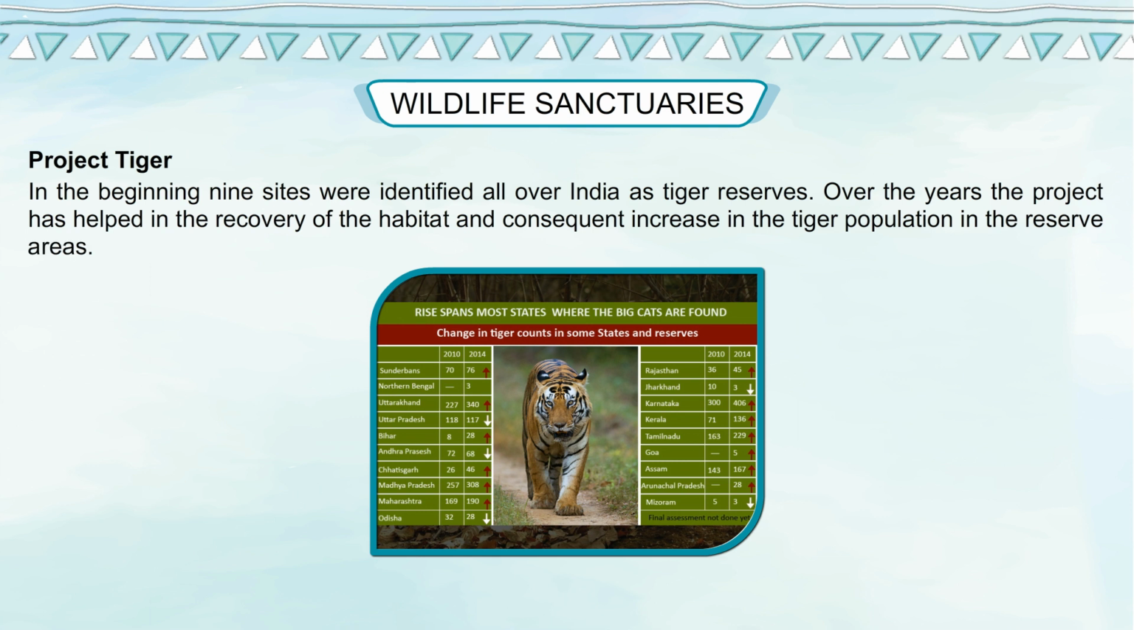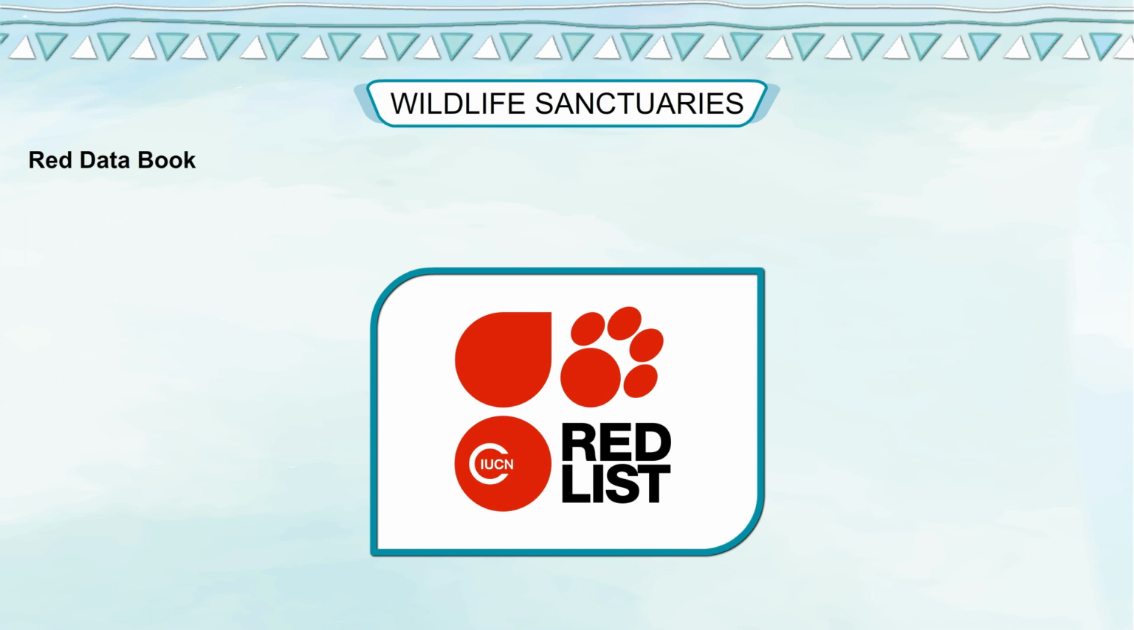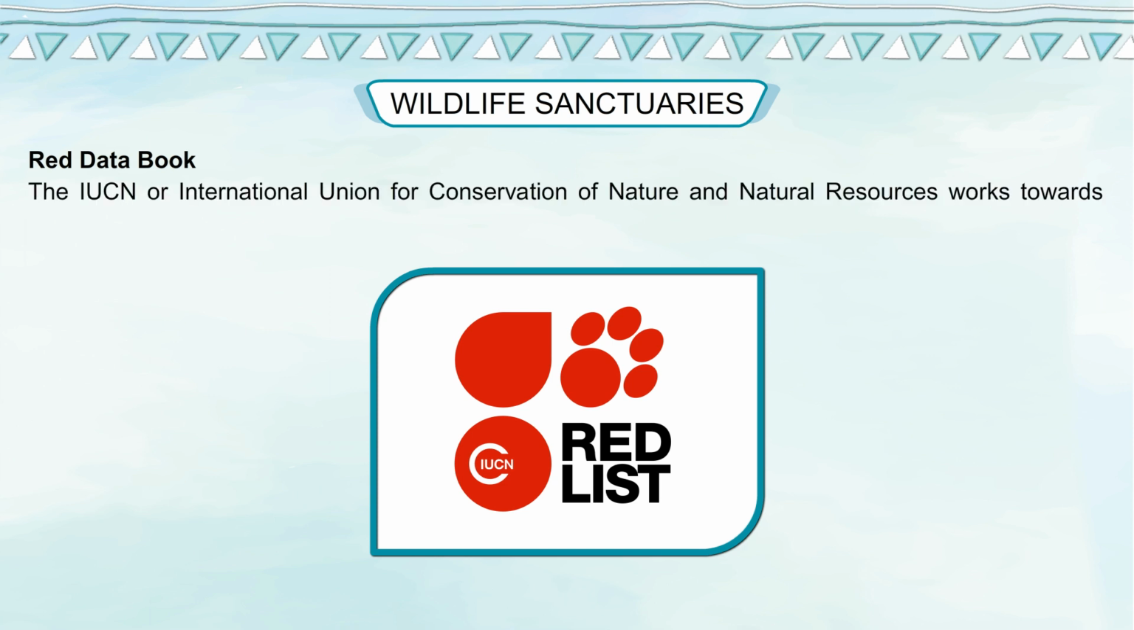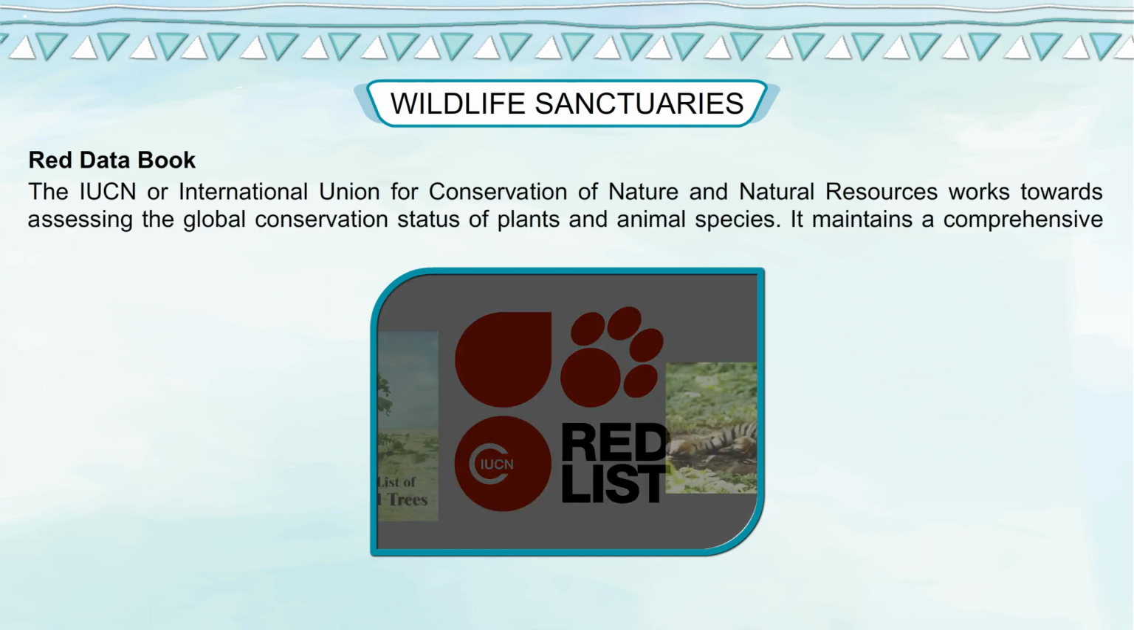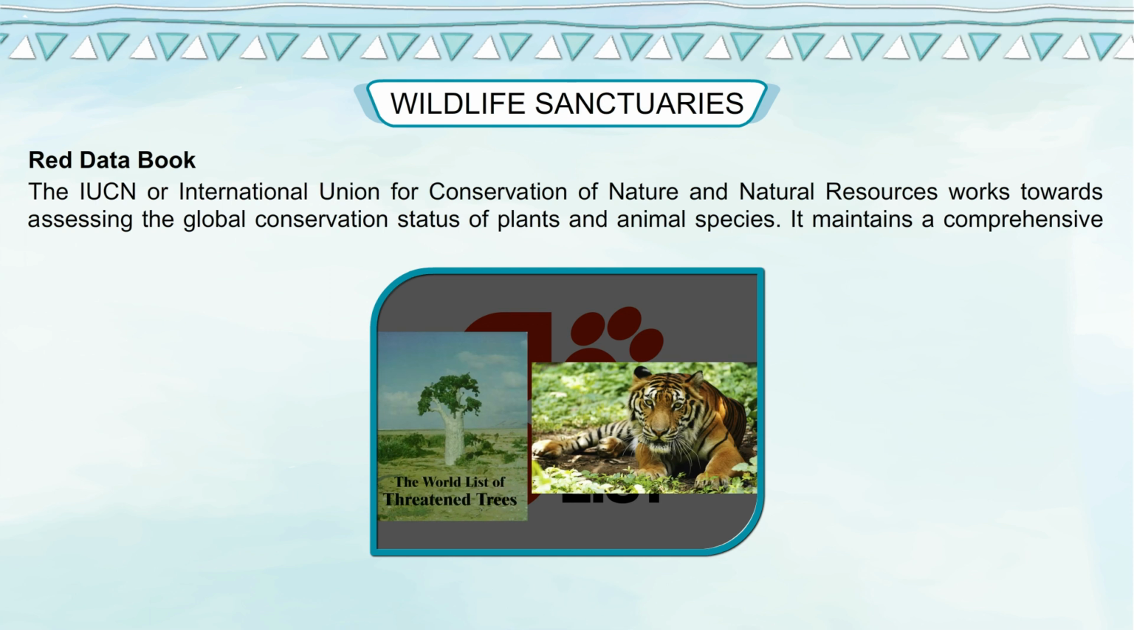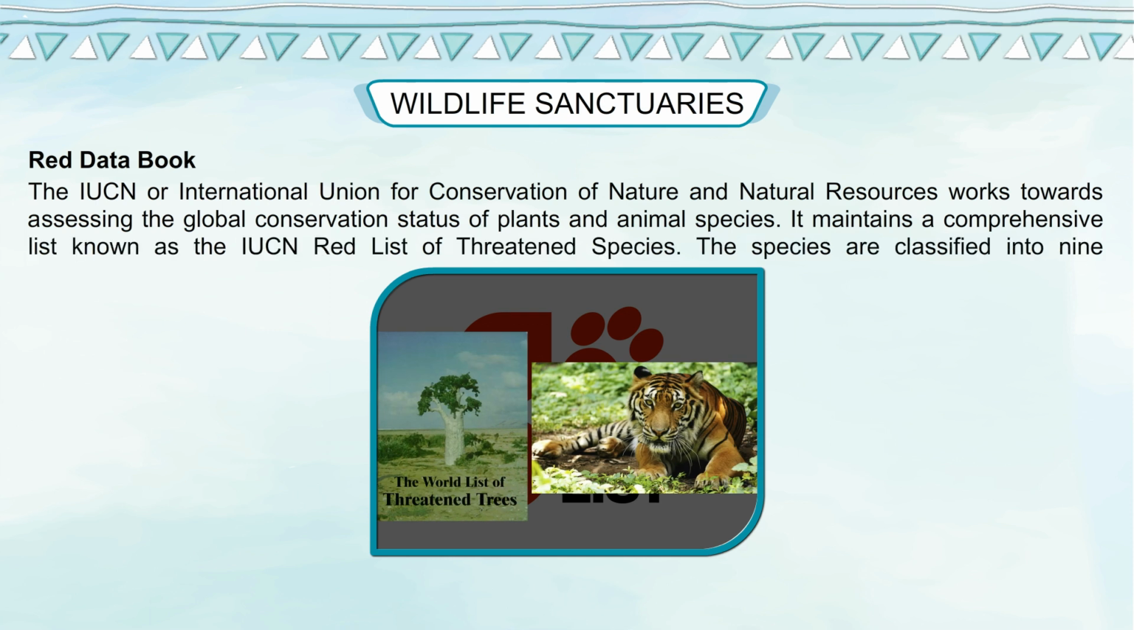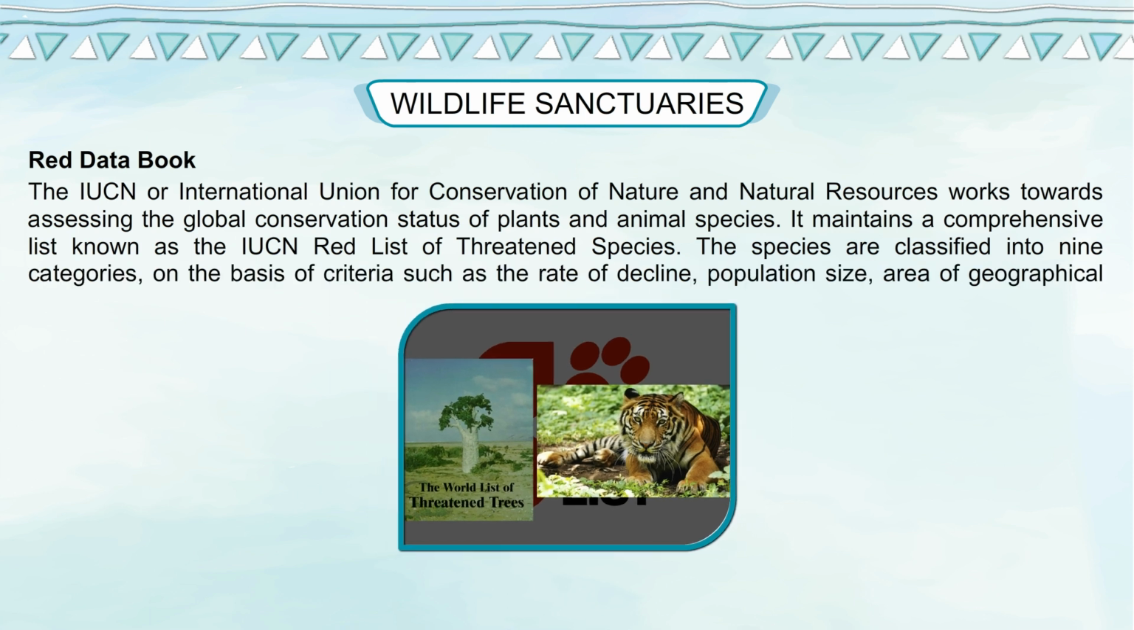Red Data Book. The IUCN, or International Union for Conservation of Nature and Natural Resources, works towards assessing the global conservation status of plants and animal species. It maintains a comprehensive list known as the IUCN Red List of Threatened Species. The species are classified into 9 categories on the basis of criteria such as the rate of decline, population size, area of geographical distribution, etc.